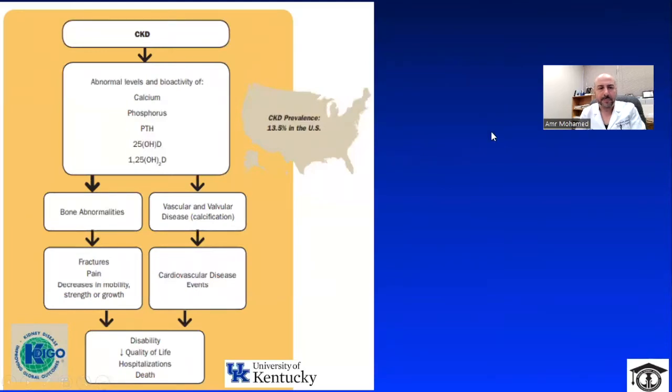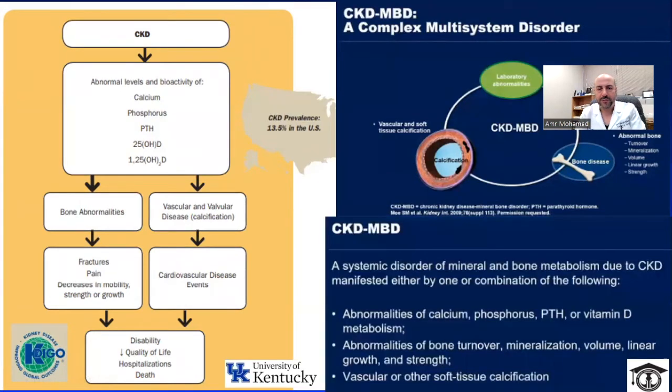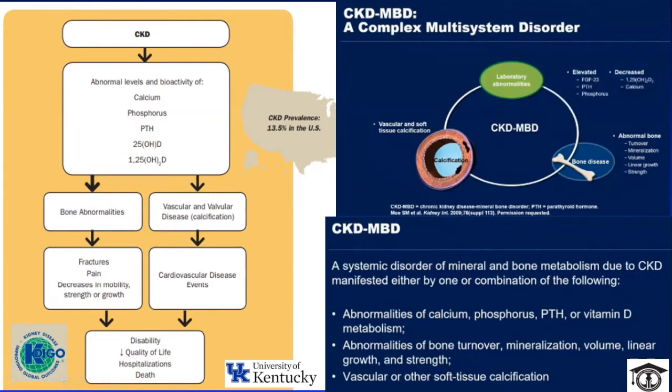So in the past, as you see here, CKD, chronic kidney disease in general, is very prevalent among the general population. More than 13% of the US population have chronic kidney disease. And chronic kidney disease is usually associated with several metabolic abnormalities that we usually see, especially when the GFR goes down to about 45 or so.